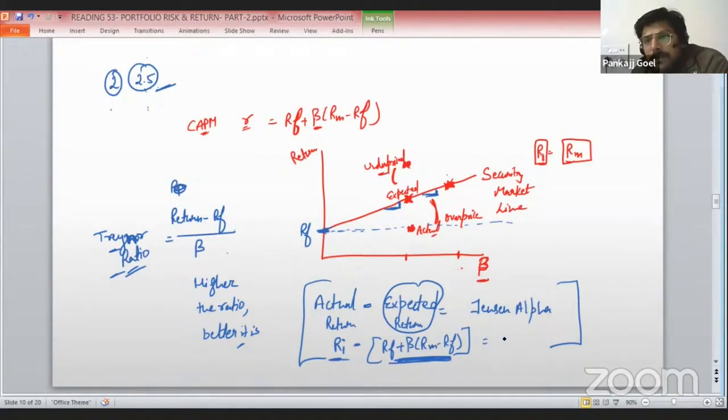Logically think, the higher the Jensen alpha, the better it is. जितना ज्यादा जेंसन अल्फा है इसका मतलब जितना हमने एक्सपेक्ट किया था उससे उतनी ज्यादा रिटर्न है। If Jensen alpha is negative, it means जितना हमने एक्सपेक्ट किया था उतनी रिटर्न नहीं आई। So if we take the difference between expected and actual, it will be negative, my Jensen alpha will be negative. If my return is lying below the security market line, my Jensen alpha is negative. If my return is above the security market line, my actual return is greater than the expected return, so it is a positive Jensen alpha.